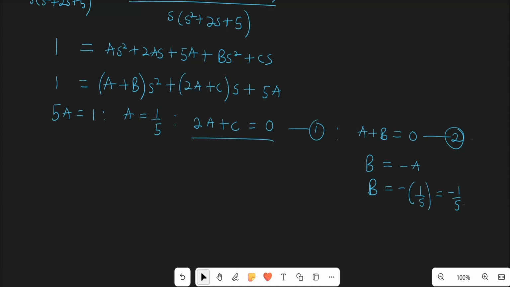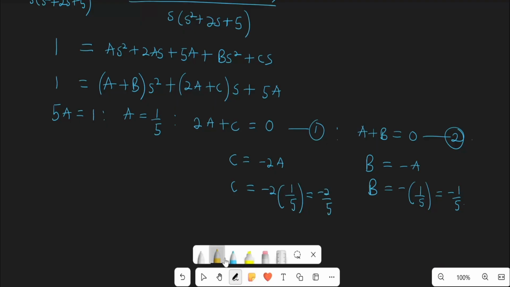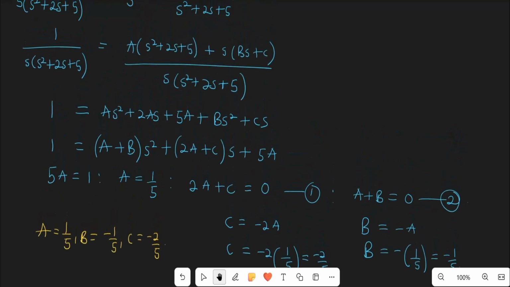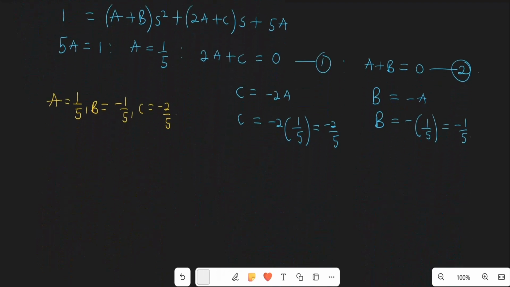We can find c from equation 1. c here is going to be negative 2a. So that implies that c is negative 2 times a, which is 1 over 5, and that simplifies to negative 2 over 5. So now let me write our answers in a different color. a is 1 over 5, right? b is negative 1 over 5. And then c is negative 2 over 5. Now that we have gotten a, b, and c, let's go back to our partial fractions and plug them in.